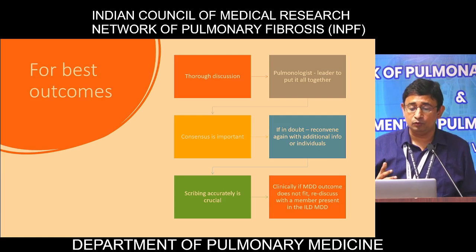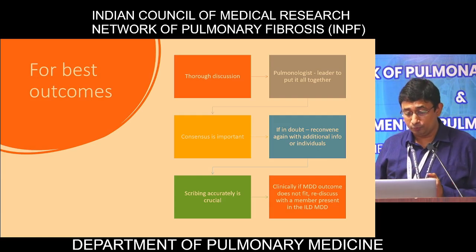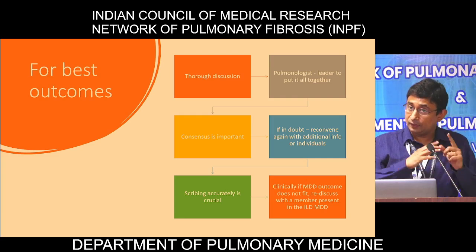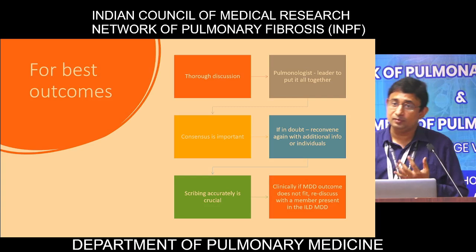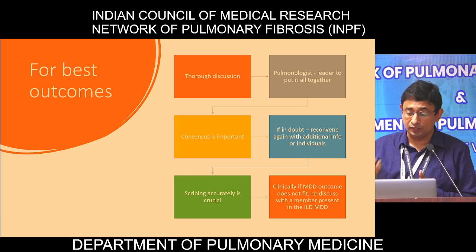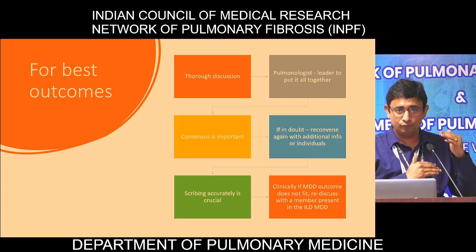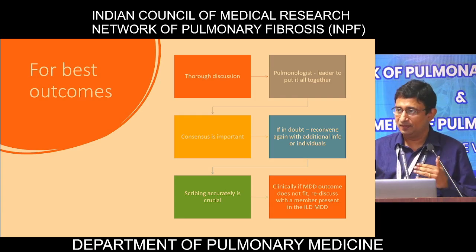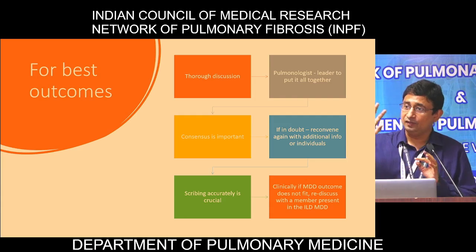So for best outcomes, we should have a very thorough discussion, and the pulmonologist should be the leader to put it together. And then a consensus is important, and when in doubt, we have sometimes reconvened for that particular patient with additional info to decide. And then scribing is very important. So we have two of our registrars who are scribing, and that is checked by the junior consultant who's on the MDT, and we ensure that the correct information goes back for management.